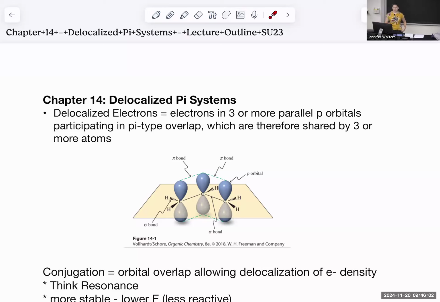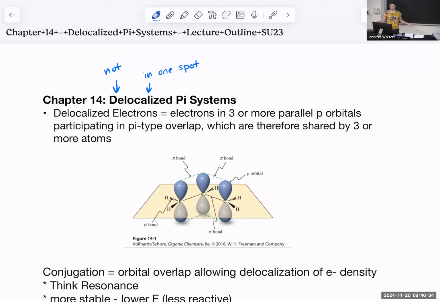So chapter 14, our final chapter, is going to be looking at our delocalized pi systems. Actually, it's not our final chapter, because our final chapter is actually chapter 3. So the highest numbered chapter is looking at the delocalized, meaning not localized, not in one spot. So delocalized pi systems are going to be the pi systems that are spread out.